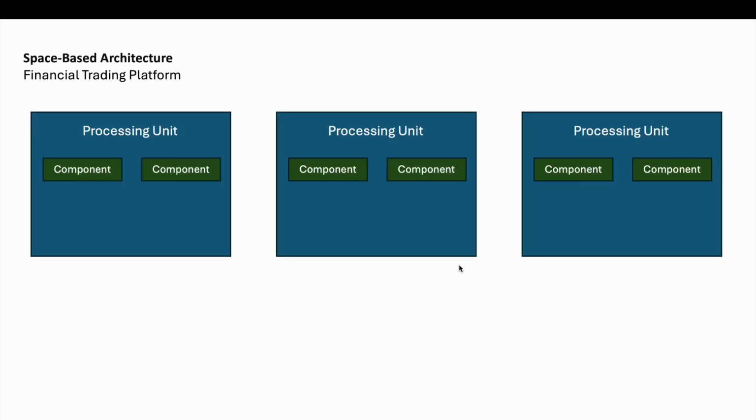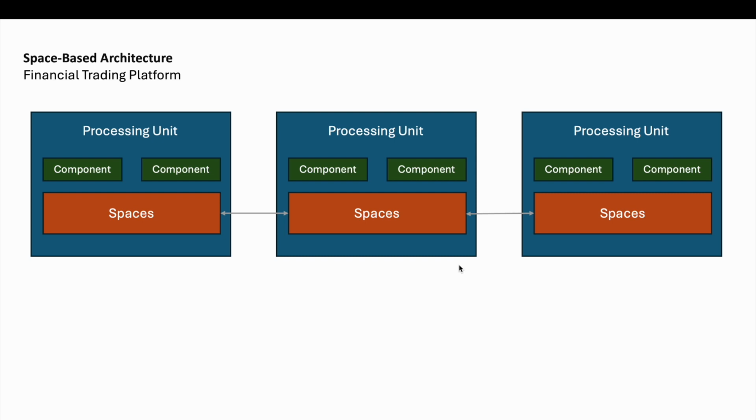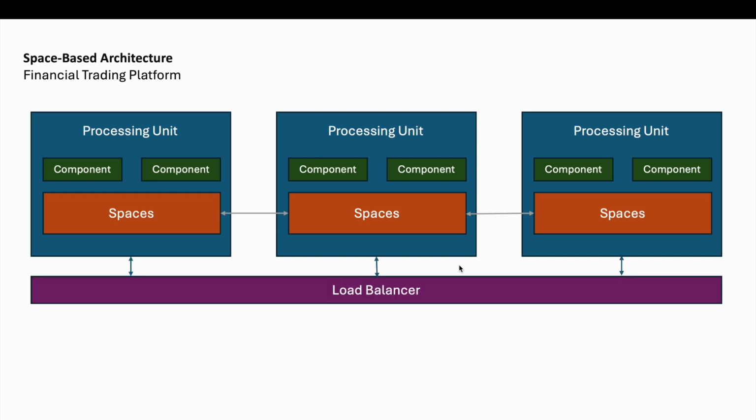Let's look at an example of what a real-world financial trading platform using space-based architecture could look like. First, processing units handle different aspects of the trading process such as order matching, risk management, and transaction processing. Then the spaces store current trading positions, pending orders, and recent market data distributed across all nodes to facilitate quick access and updates. We have the load balancer, which distributes incoming trade requests and queries to the nodes based on their current load and data locality. Then we have the persistent storage, which is used for archiving completed transactions and logs for compliance and auditing.